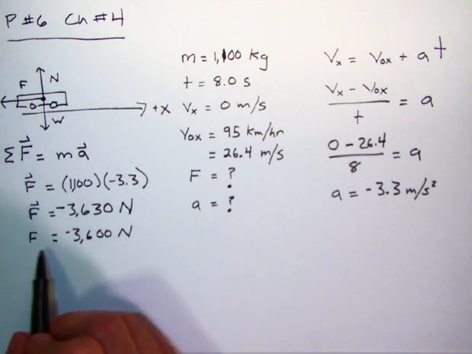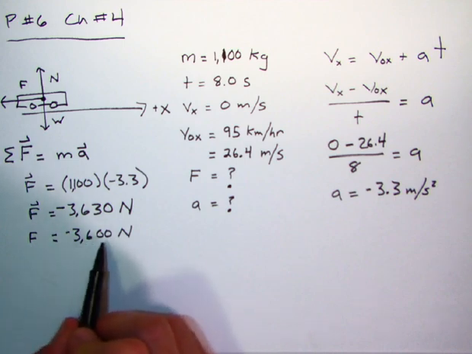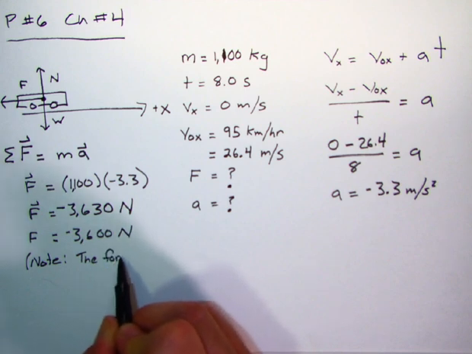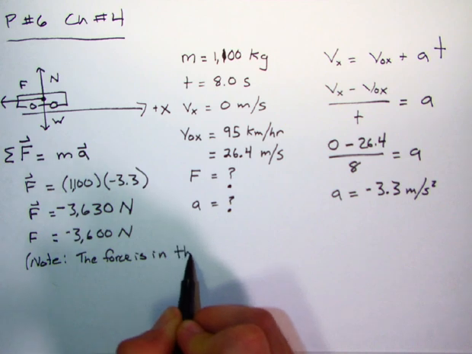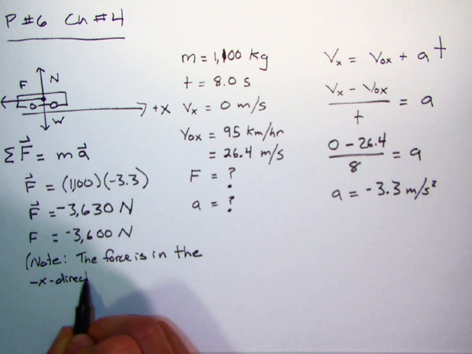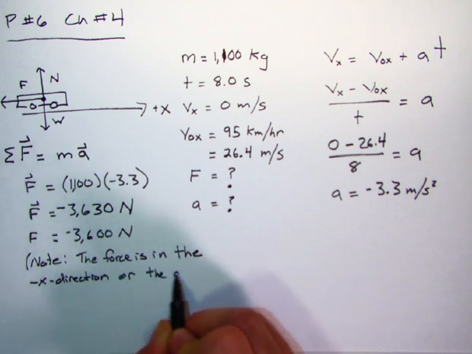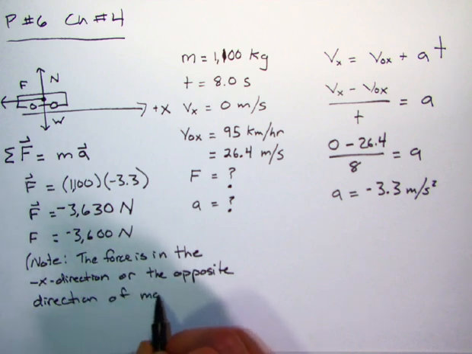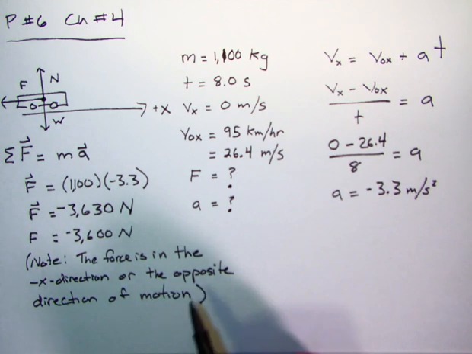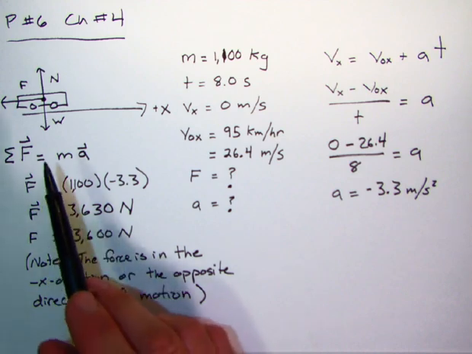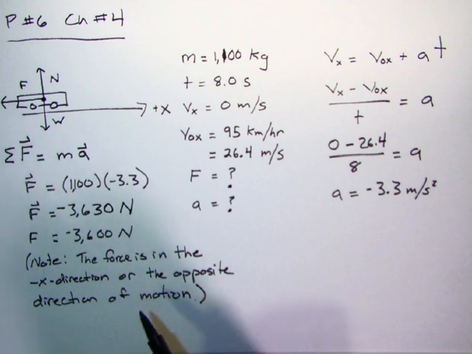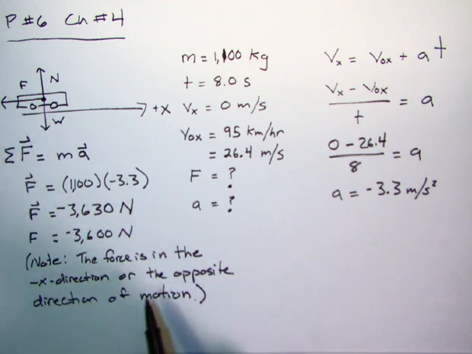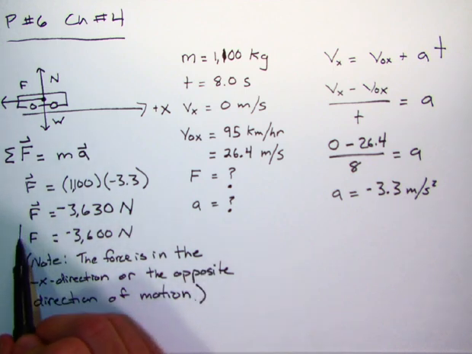I always like to say what my force is and leave it like this, but just for emphasis, you could note the force is in the negative x direction, or the opposite direction of motion. Again, the question's asking, what's the force? Well, force is a vector, so when in doubt, you should always give a magnitude and a direction whenever a question asks for something about a vector quantity. So the net force here is 3,600 newtons in the opposite direction of motion. And that is the answer then to problem number 6.